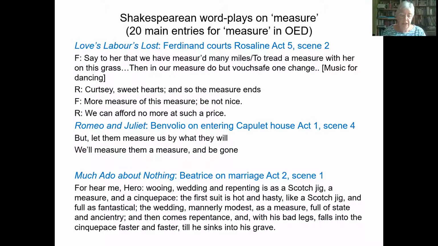Now, the many meanings of the word measure prompted several punning exchanges in the plays. One of the most extended comes in the last act of Love's Labour's Lost, as the ladies thwart the attempt by the king and his companions to woo them in a masque dance.